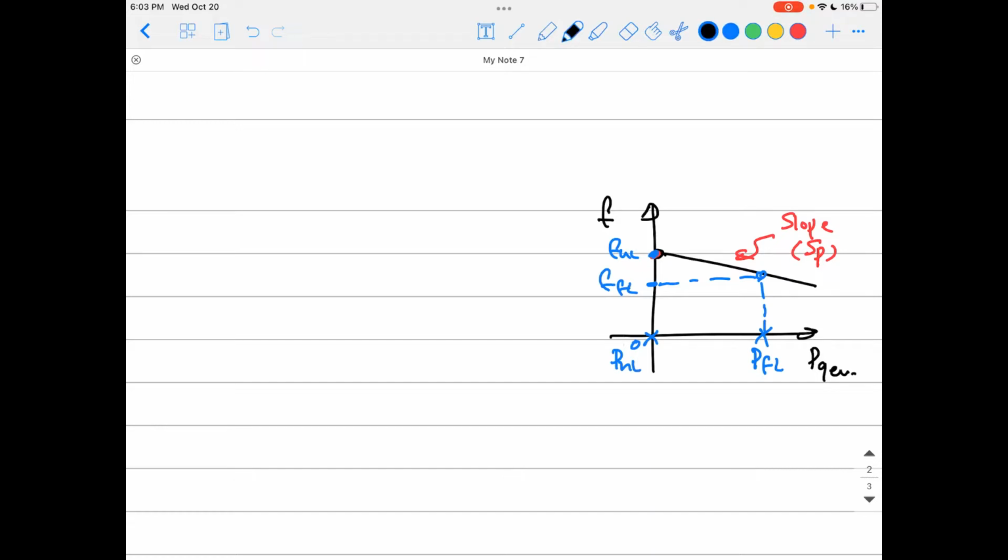So if you want to do this, how do you quantify this slope? Like any slope of any line, it is delta P over delta F.